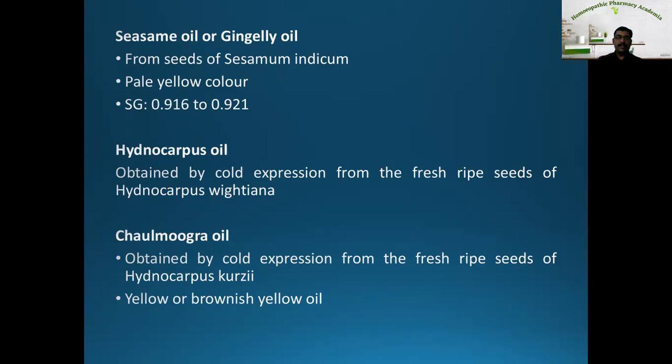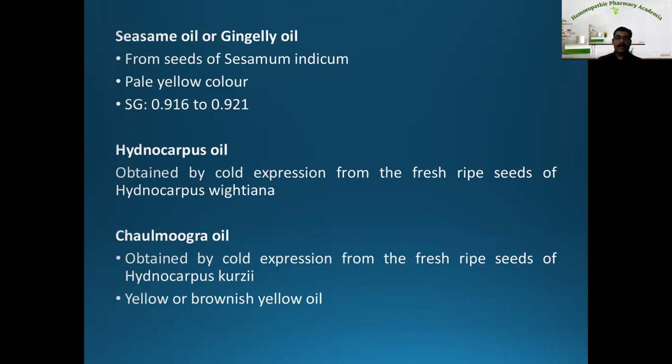Now next one is hypnocarpus oil. It is obtained by the cold expression of fresh ripe seed of Hydnocarpus wightiana, and the oil is obtained by cold expression of ripe seed. It contains glycerides of chaulmoogric acid, that is one of the constituents of hypnocarpus oil. Chaulmoogric acid, glycerides of palmitic acid, that is also one of the contents in hypnocarpus oil.